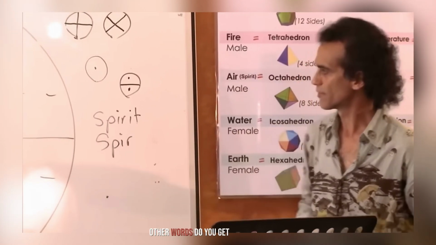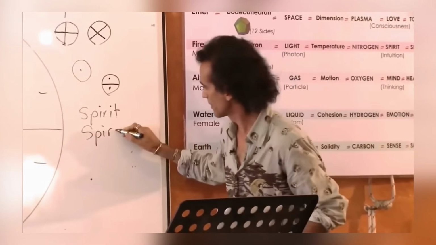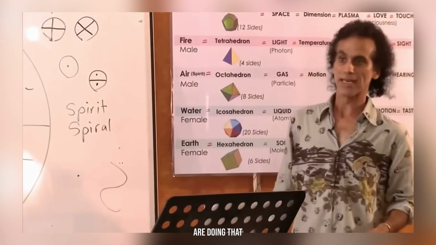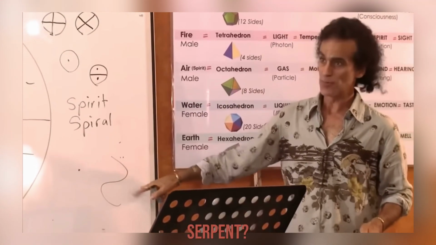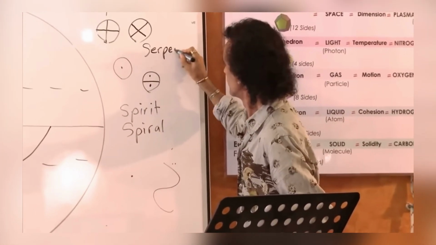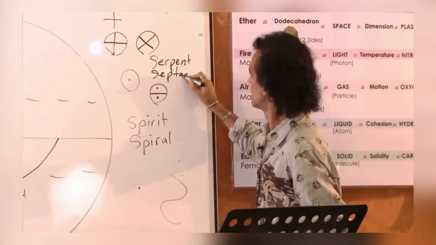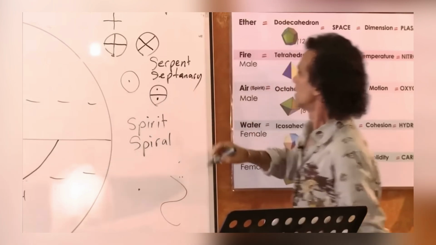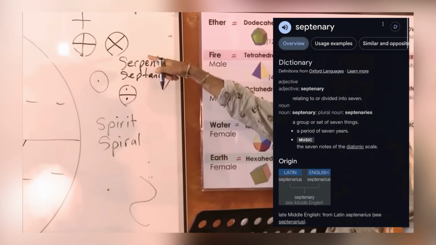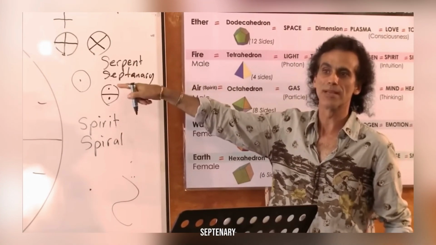So, spirit. What other words do you get from that root? Spiral? Yeah, exactly. Same thing. So your spirals are doing that. Does that look like a serpent? Yeah, well it is. Is there anyone here for a helix? Serpent and sept. Septenary, 7, has always been associated with serpent. Same root word. Serpentary, septenary.